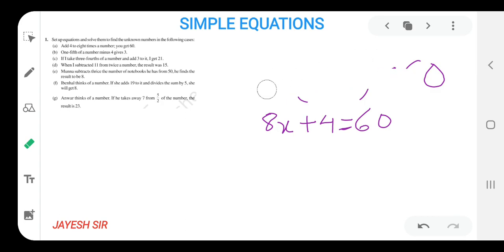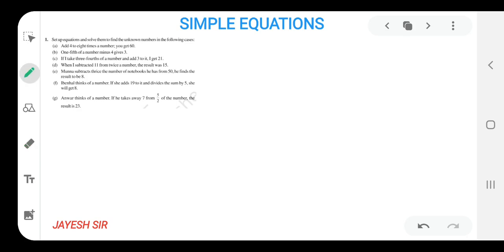I hope you all are getting it. So the equation we have formed is 8x plus 4 equals 60. I am writing it here so that we can solve it below. 8x plus 4 is equal to 60. Now, we cannot add 8x and 4. This is the basic thing you have to keep in mind. You cannot add 8x plus 4 because 4 does not have the variable x with it. That's why we cannot add both the numbers. I have seen a lot of students making that mistake, adding the numbers.